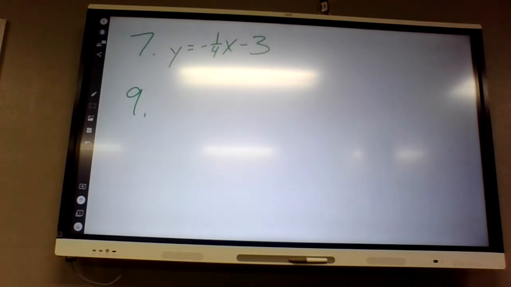Where do we start out number 11 at? -1. Start down 1, put a dot. Where do you go from there? Up 2, right 3. Up 2, right 3. Or you could go backwards, down 2, left 3.